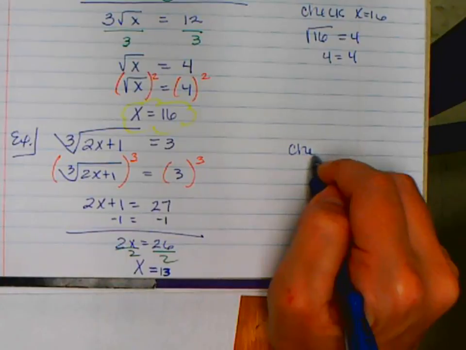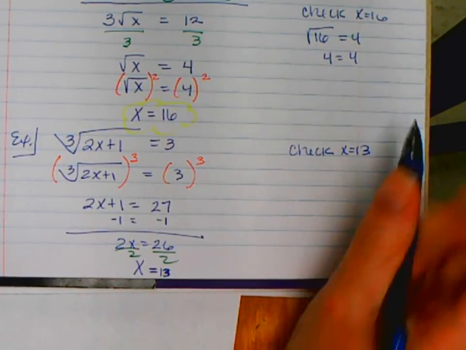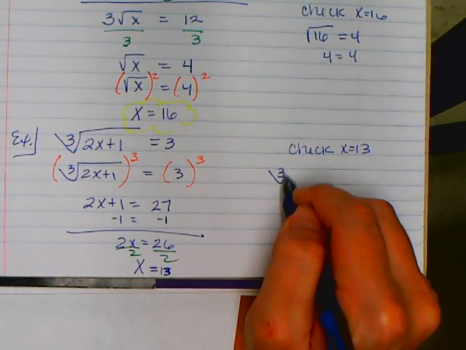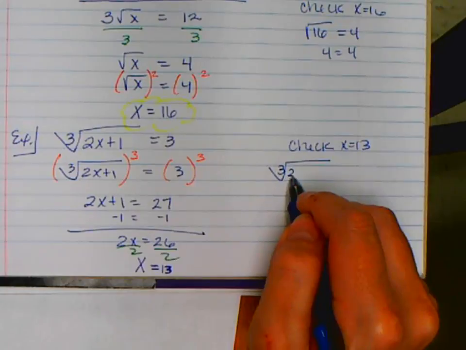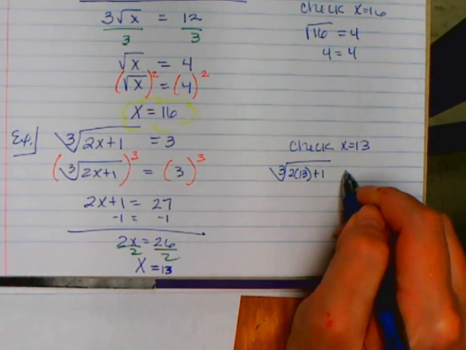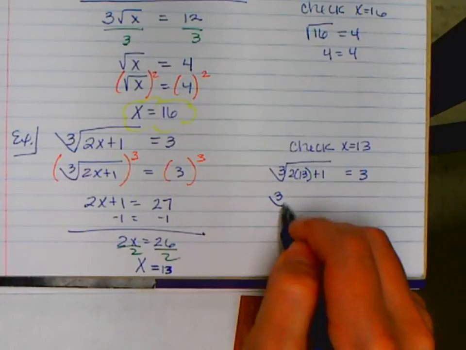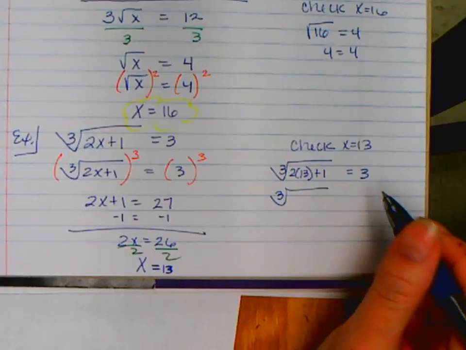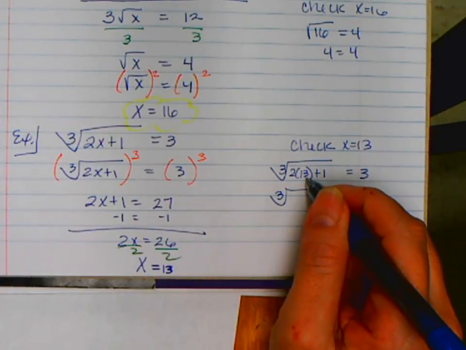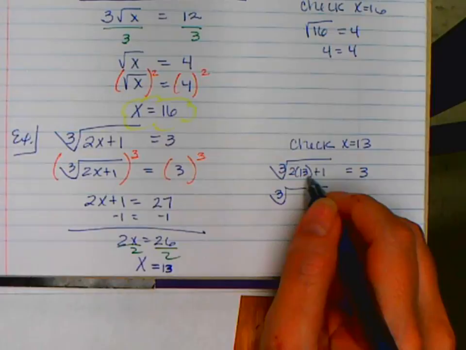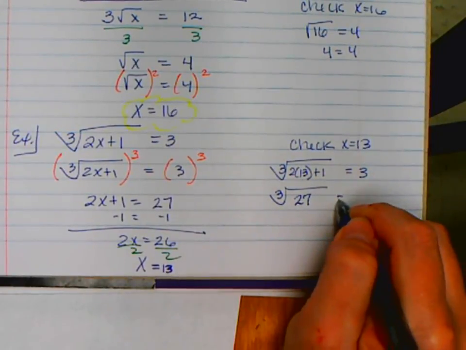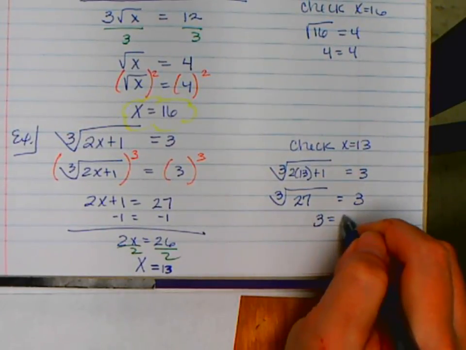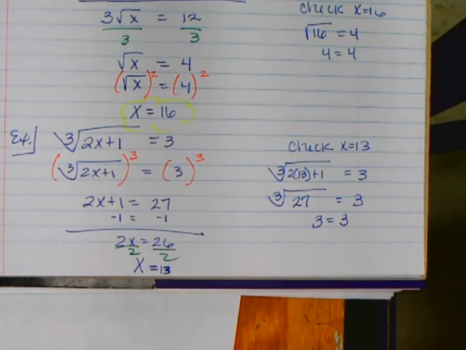Let me just check that real quick. This one, my original problem, the radical is already isolated, so that's where I'm going to check from. 2x plus 1, that'll be 2 times 13 plus 1 equals 3. So the cubed root of 2 times 13 is 16. 16 plus something, I did something wrong. 2 times 13 is not 16. 2 times 13 is 26, and 26 plus 1 is 27. And what's the cubed root of 27? 3. Checks out. 13 is my answer.